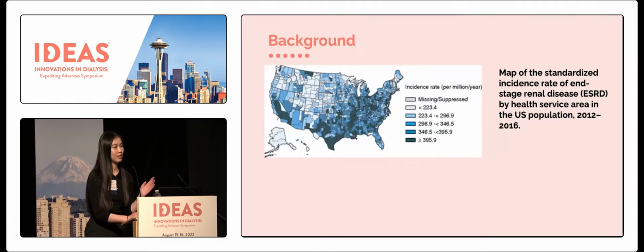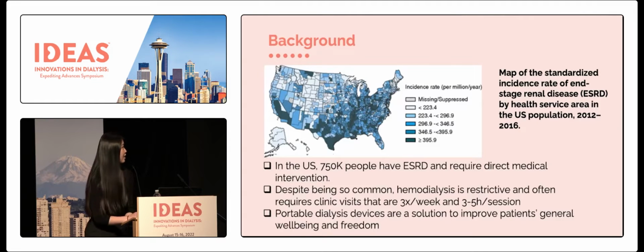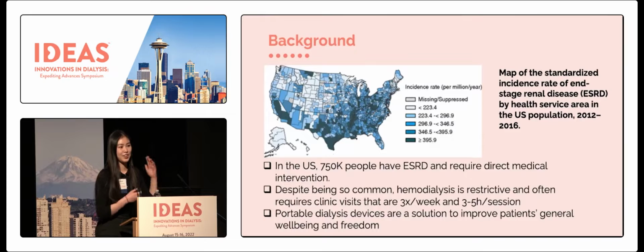So, some background, I'm sure I don't have to go into this very much, but CKD, as per a few years ago, affects 15% of US adults and around 9% worldwide. Here I've put a map of the incidence rate for ESRD, which is a final stage of CKD. And here are just some more stats. 750,000 people have ESRD, and that requires direct medical intervention. And the topic here is dialysis.